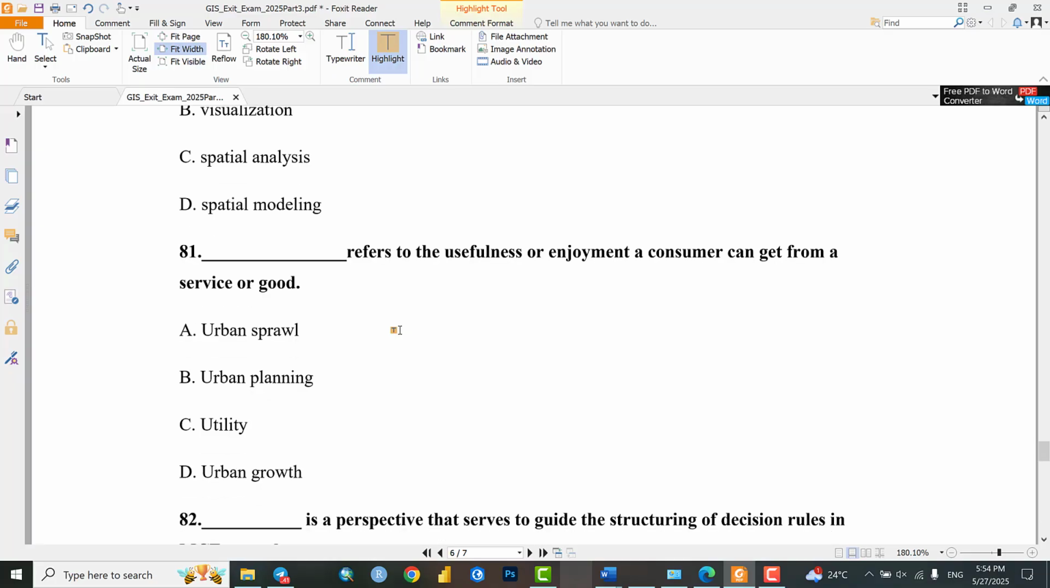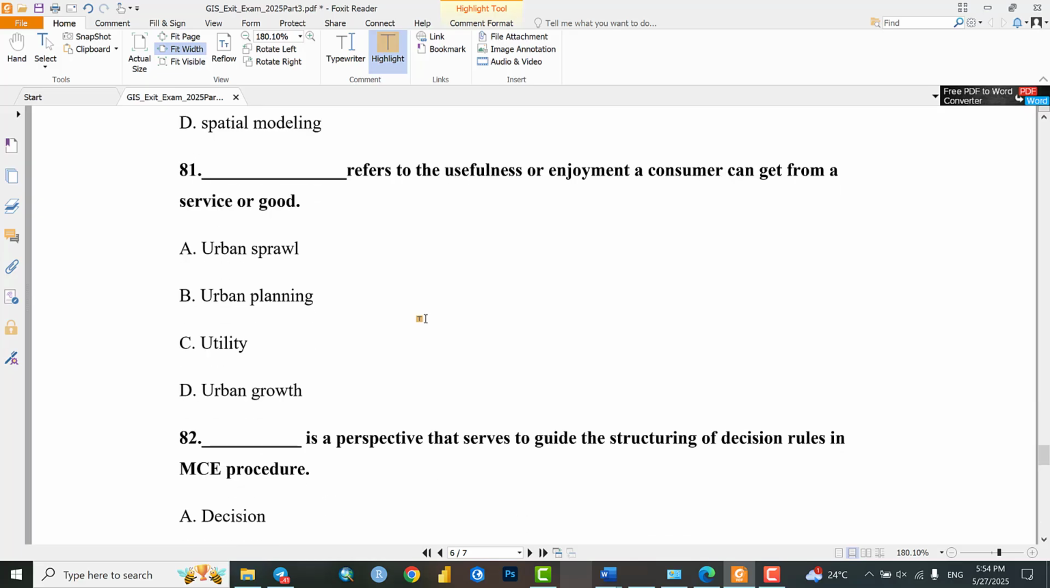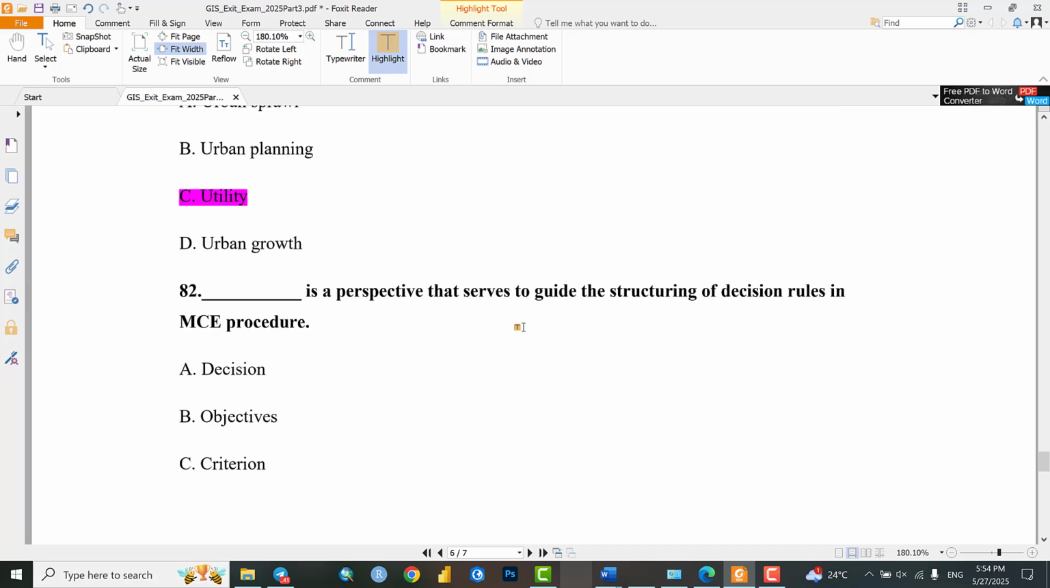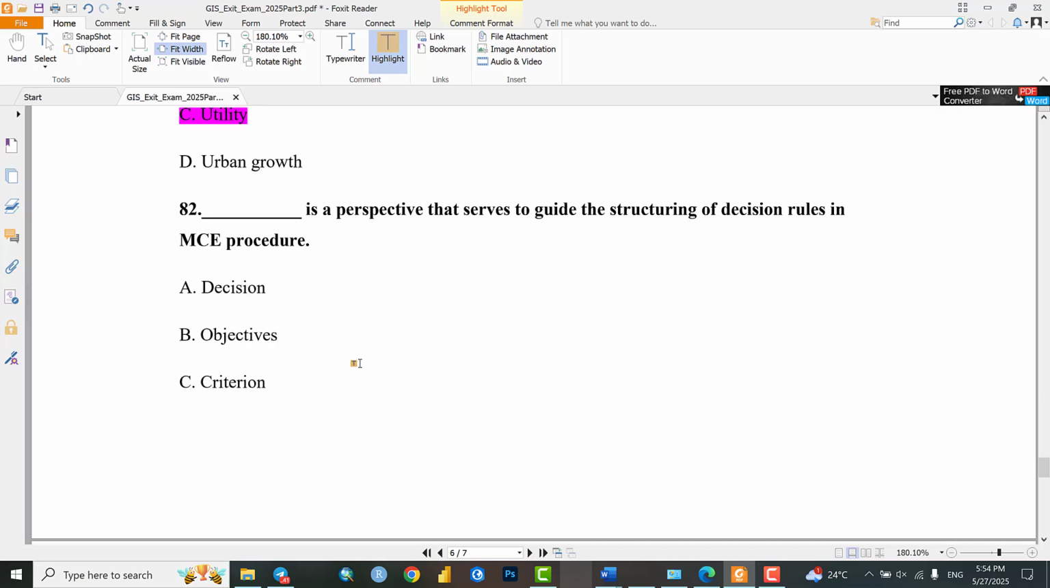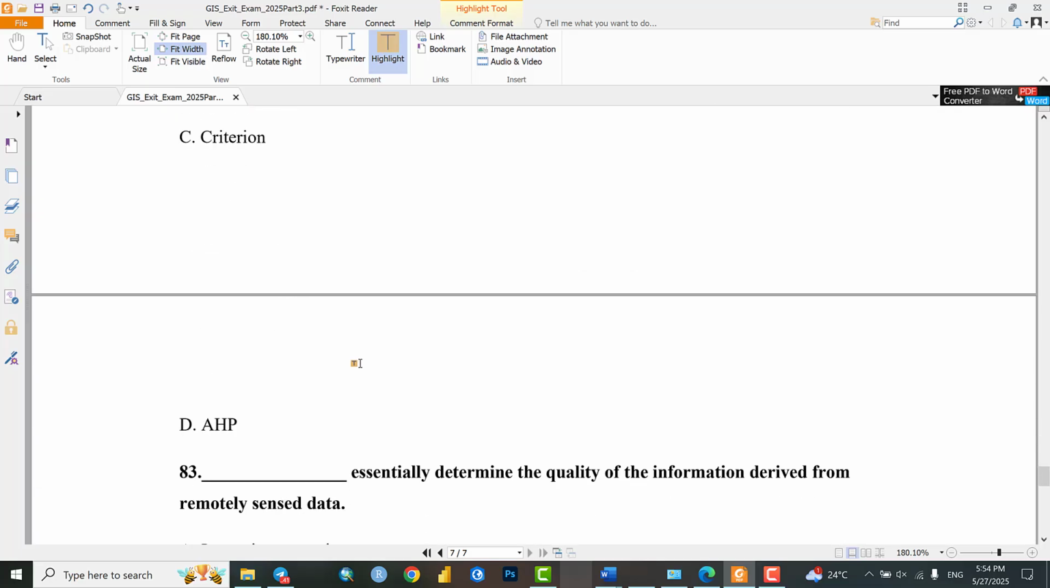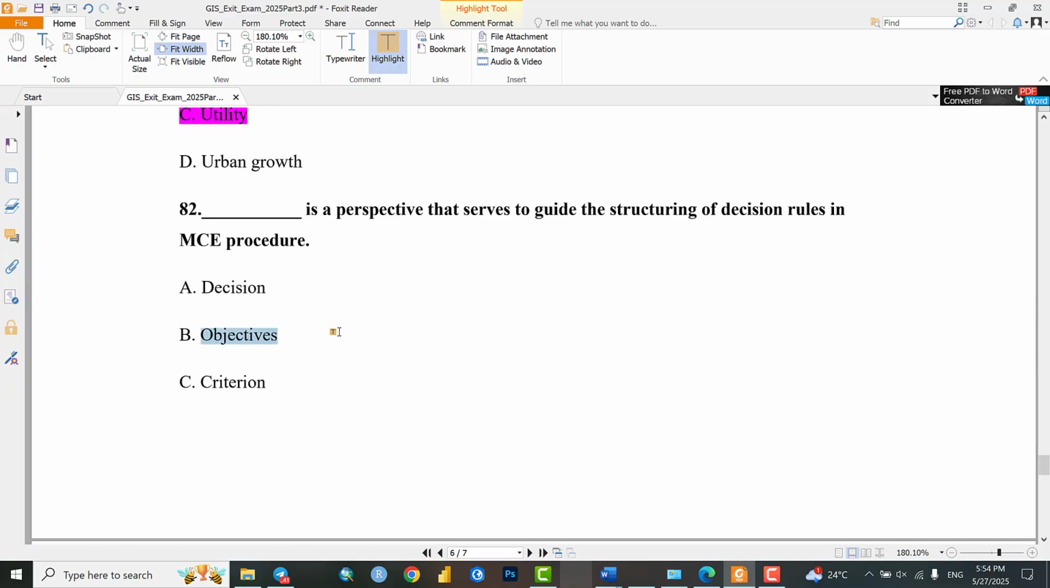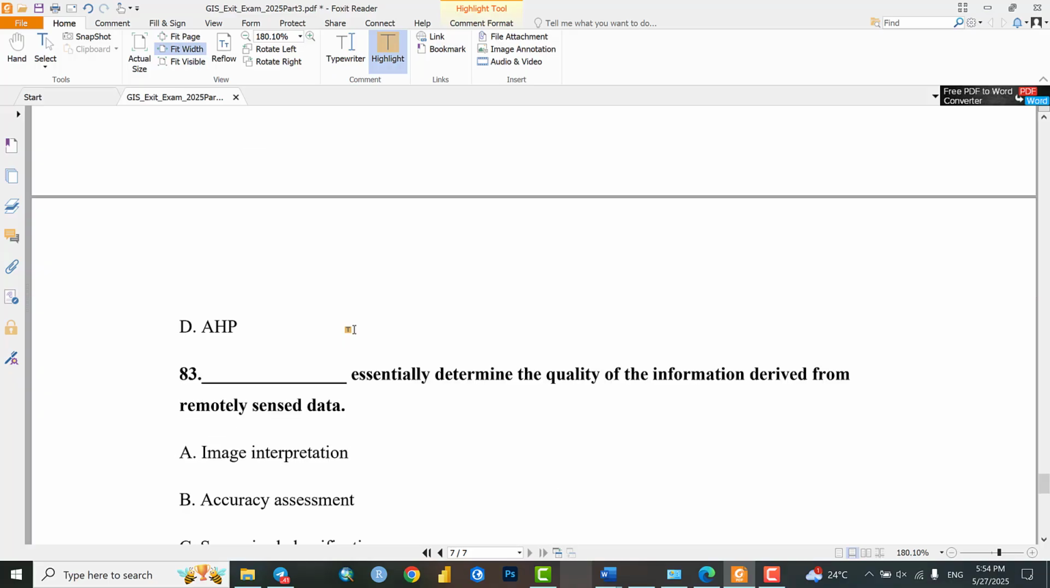81. This refers to the usefulness or enjoyment a consumer can get from a service or good: urban sprawl, urban planning, utility, urban growth. So the correct answer is utility. 82. Which is a perspective that serves to guide the structure of decision rules in this procedure? A decision, B objective, C criterion, D analytical hierarchy process. So this is objective. It is a perspective.